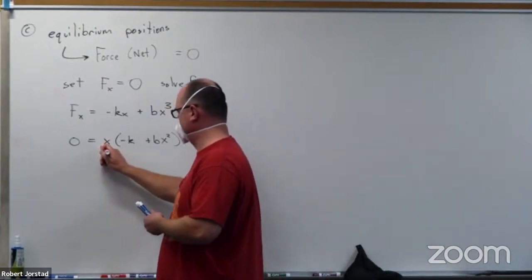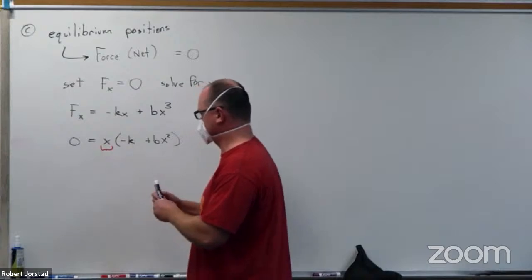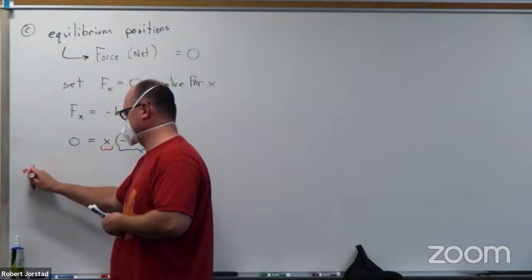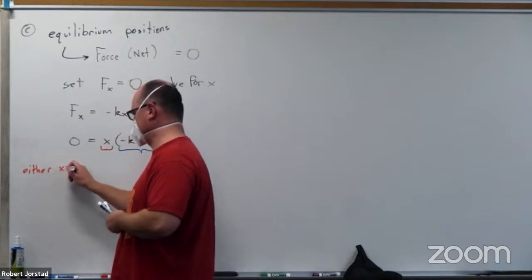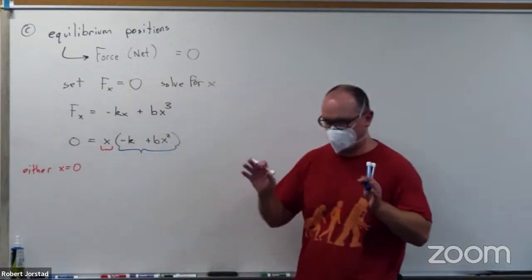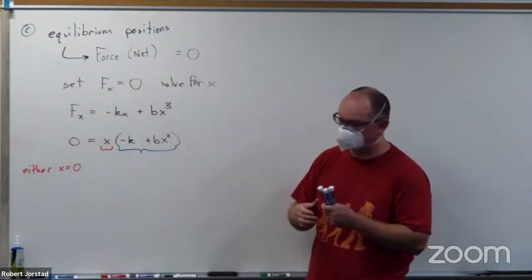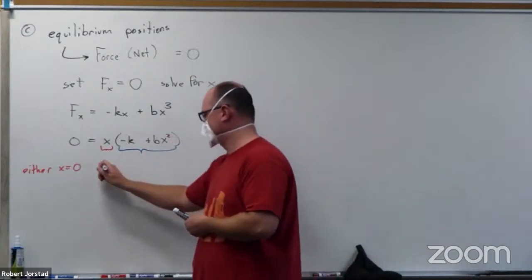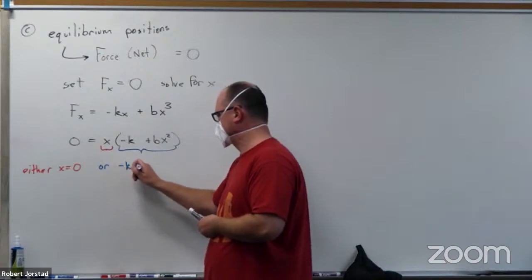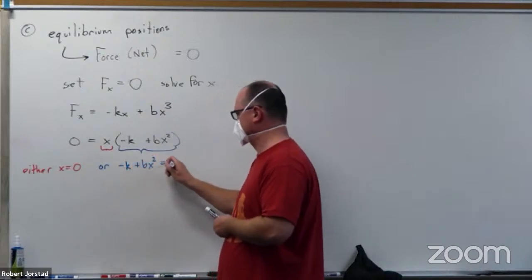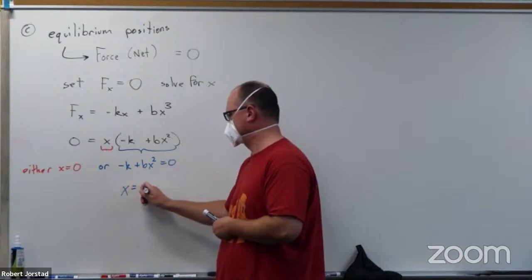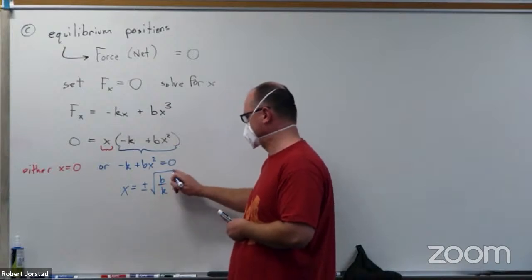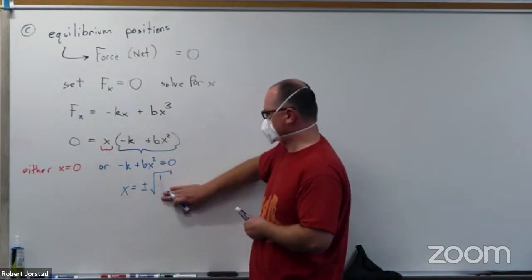So we see two possible solutions. Either x equals 0. If you haven't stretched this new modified spring, of course it's in equilibrium. Otherwise, the two terms have to balance. So here, similar math would give us what? It's k over b, or rather, the square root of k over b.